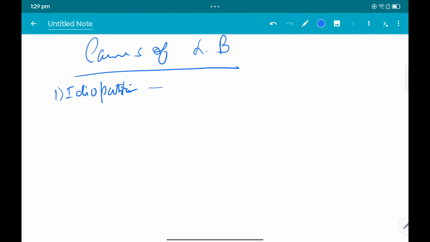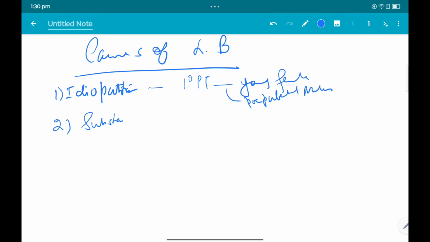Now we'll read the causes of lung bulla. Idiopathic, due to unknown cause, and this can cause primary pneumothorax. It can occur in young females especially, or prepubertal males. Second cause is substance abuse, in the form of smoking, marijuana, cocaine, or IV drug abuse.